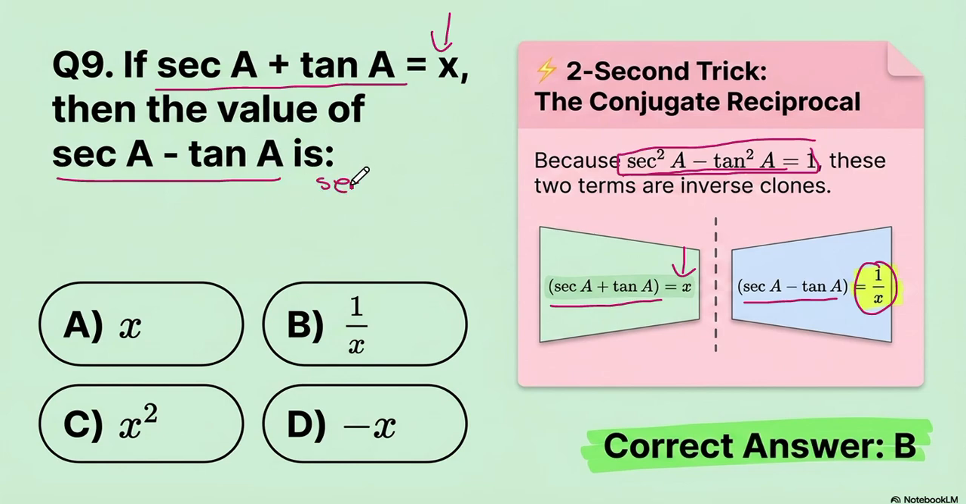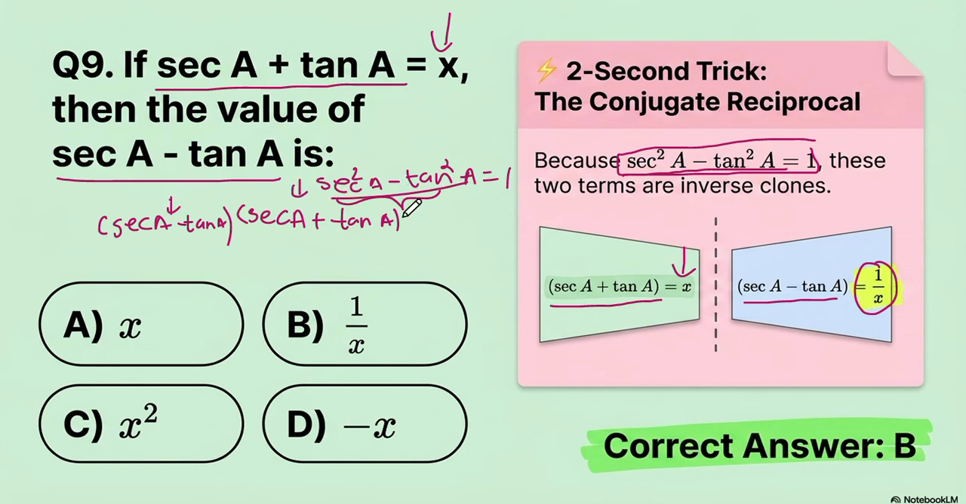sec square a minus tan square a is equal to 1. So if you apply one identity here, this is nothing but a square minus b square. If we apply the a square minus b square formula, that is nothing but (a plus b)(a minus b). So it will become (sec a plus tan a) into (sec a minus tan a). So a square minus b square, which is (a minus b) into (a plus b), is equal to 1 as it is.